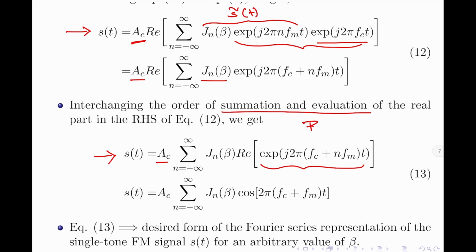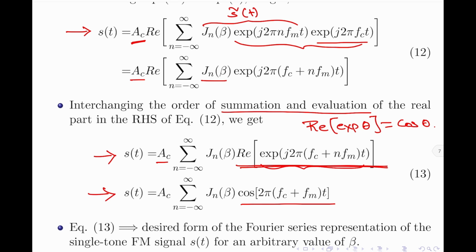You should note that real part of the exponential of j theta is equal to cos theta. Therefore, this complete term, which is the real part of exponential term, reduces to cos 2 pi (f_c plus n f_m) into t. And this equation, which is equation 13, is the desired form of the Fourier series representation of single tone frequency modulated signal for an arbitrary value of modulation index beta. In simple words, equation 13 here represents the time domain representation of frequency modulated signal.